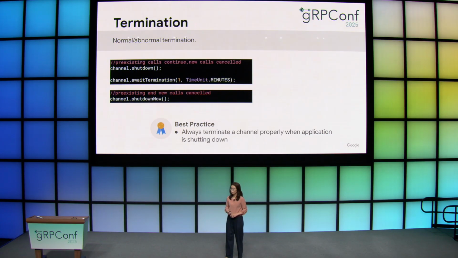It's important to terminate the gRPC channel properly when you are shutting down your application. You can initiate a graceful termination using the shutdown method, which rejects new calls but allows any in-flight requests to finish. Since the shutdown is asynchronous, you must wait for the process to complete. You can use the method await termination to block until the channel has fully terminated or a certain timeout is reached to ensure a clean exit. For a more immediate stop, the shutdown now method will forcefully cancel all the ongoing and new calls.